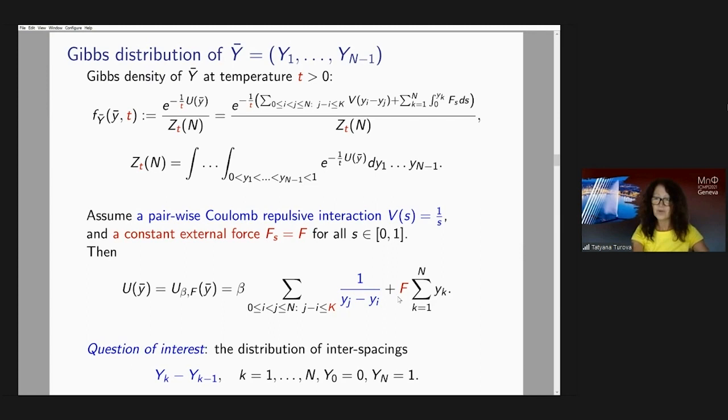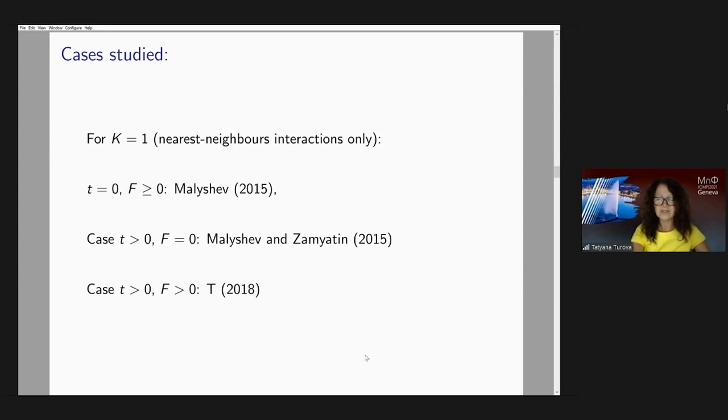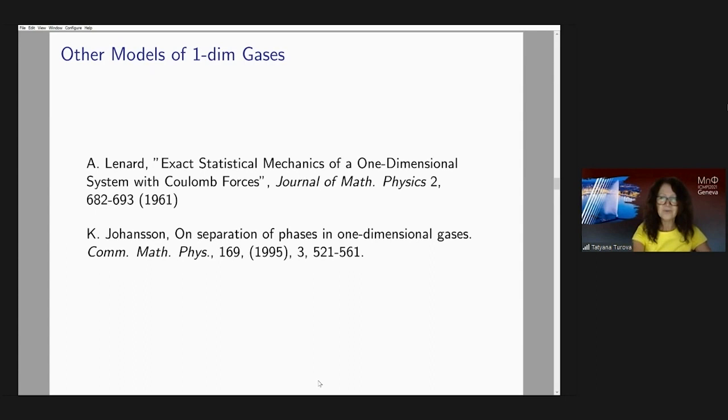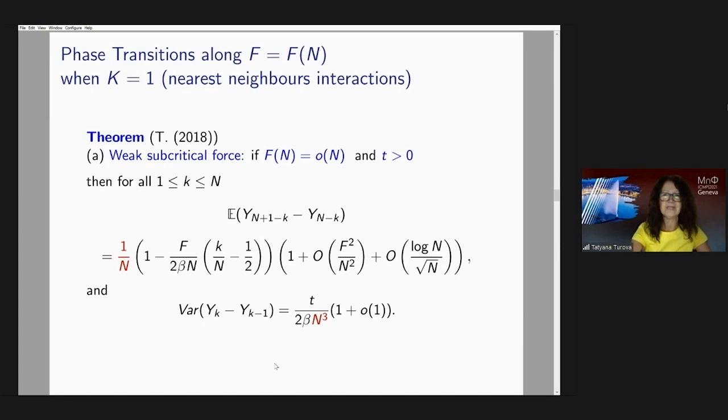A remarkable feature of this model is that it shows multiple phase transitions. There are different phases for the spacing, so that we will see now. First, I say that there are a number of papers already published on that model, and of course, that's not a unique model of a one-dimensional gas. There are other models as well, but we are now considering the one that I speak about. As I said, there will be five different phases for the locations of the particles, depending on how strong F is. F blows from one side, and we will see how the particles are subject to this force.